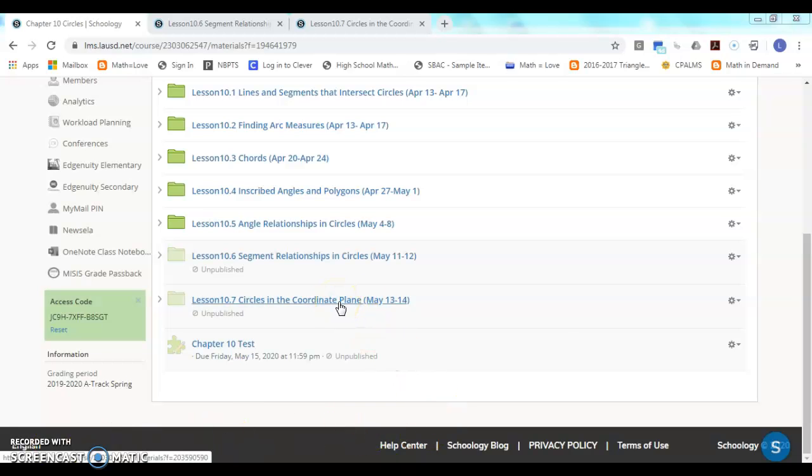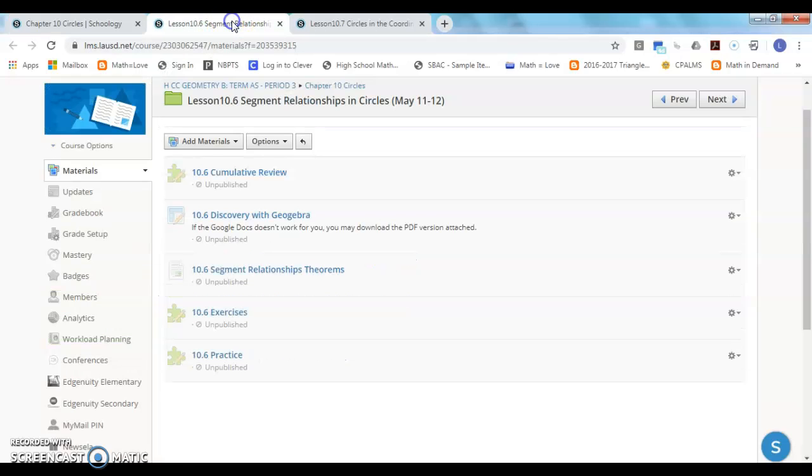We are almost done with chapter 10. We are going to look at the last three sections of this chapter, and we're going to split it into three sections. So the first one, lesson 10.6, is about segment relationships in circles. Please plan on doing this during the first 2 days, 3 at the most. It only has a few items in it.